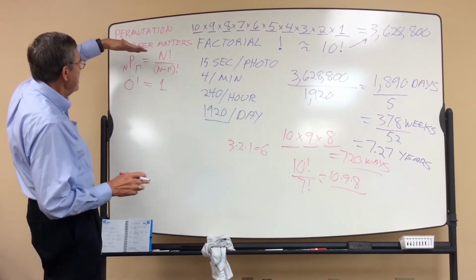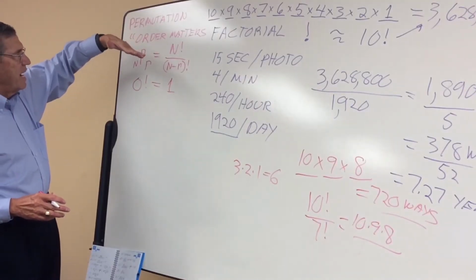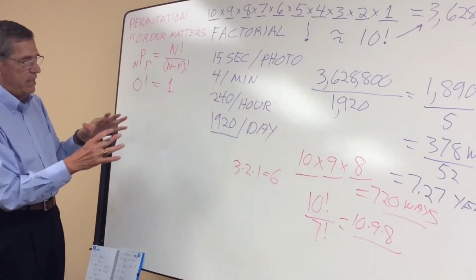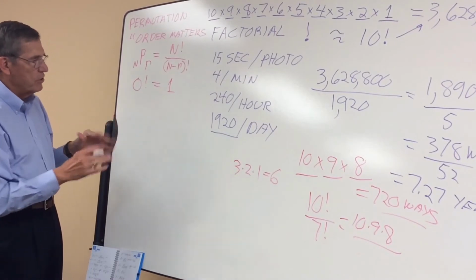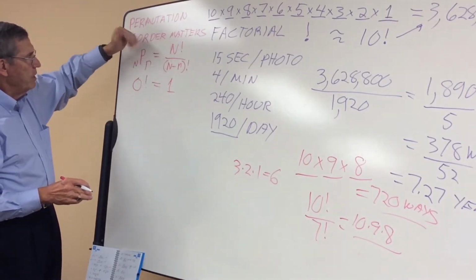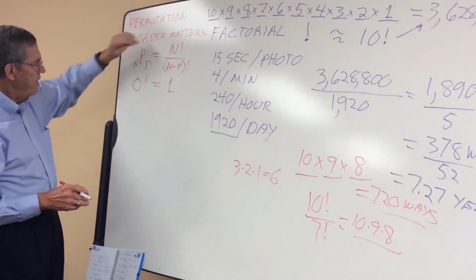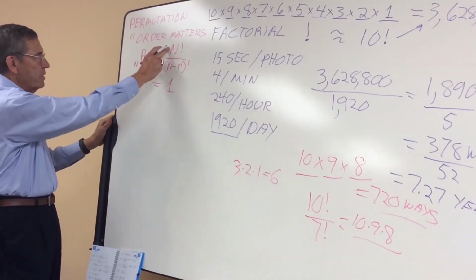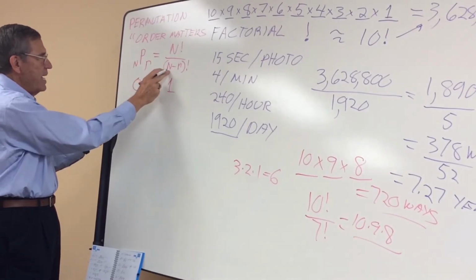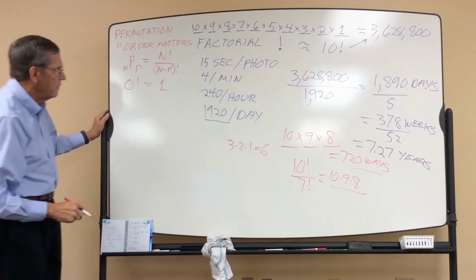So you can take any number of objects, decide how you're going to put those in spaces, like books on a shelf, and this formula, P of n taken r at a time, is n factorial. Just take the first one, put it on the top, n factorial, divided by n minus r factorial.